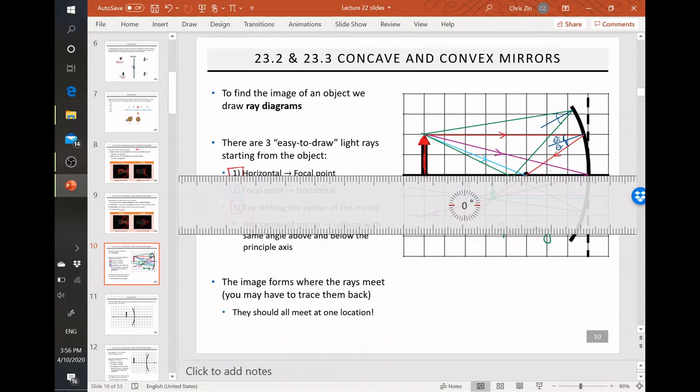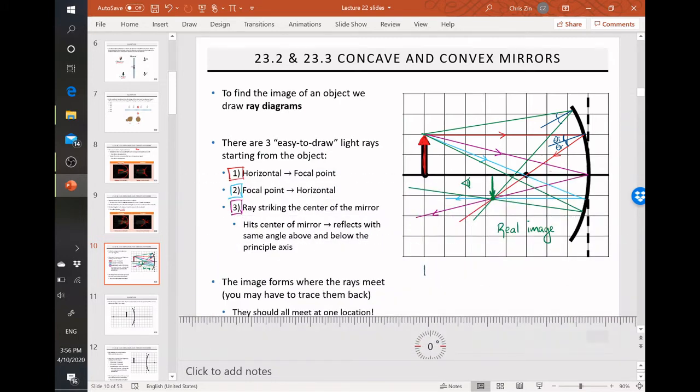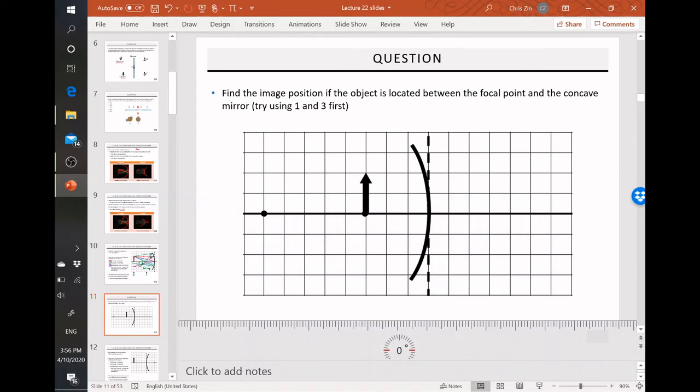So this is the ray diagram for a concave spherical mirror where the object is located to the left of the focal point. You have the object on the left here, the focal point is located right here. In the next question, you have a similar setup. You have an object, you have a concave spherical mirror, but this time the object is located between the focal point and the concave mirror. You have the focal point on the left here, and then you have the object between that and the mirror.